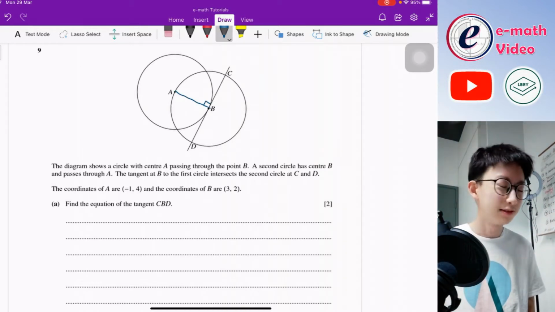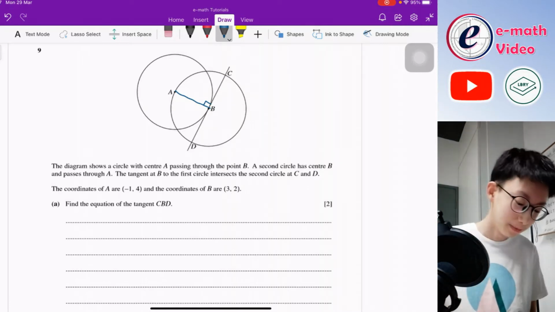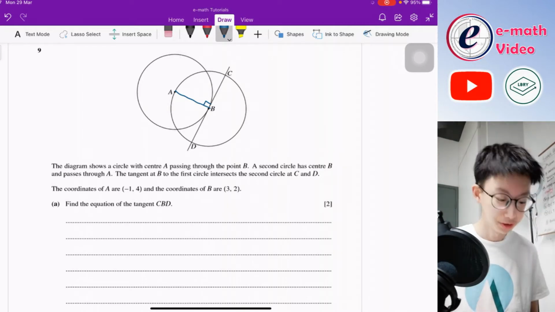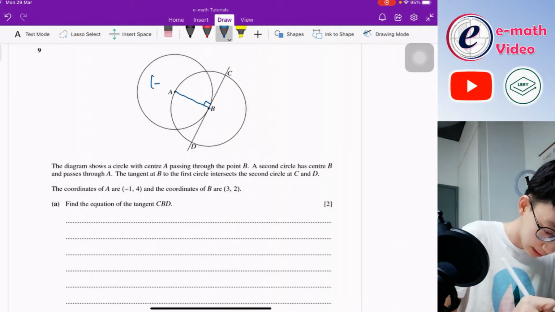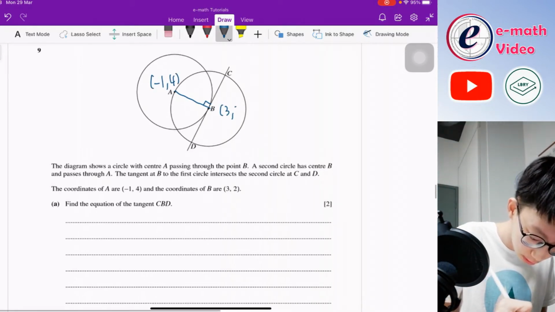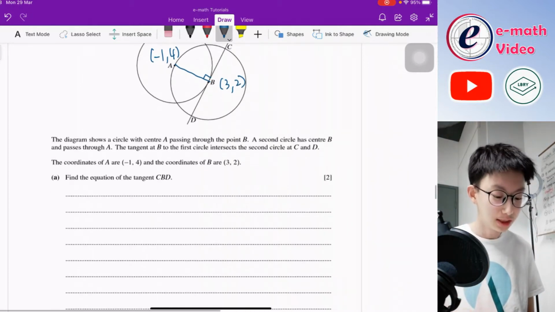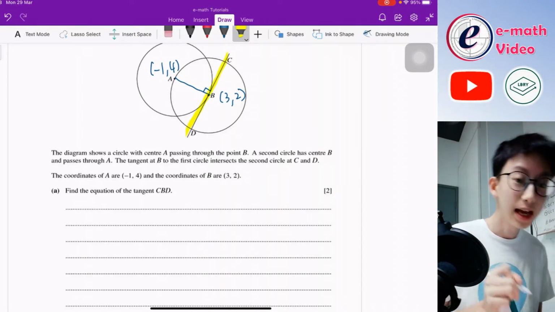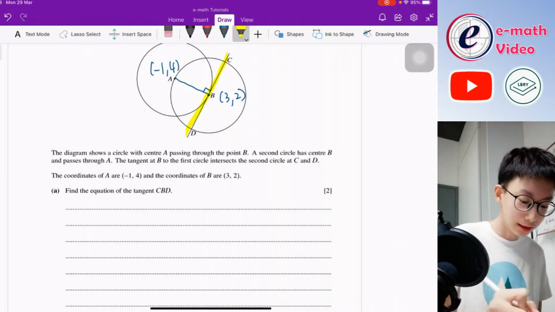90 degrees means what? Immediately m1 times m2 equals -1 should come to your mind, right? And I think we will need it later when we find the equation. The coordinates of A are (-1, 4) and B is (3, 2). Find the equation of tangent CBD, which means this line. See, I told you we need m1 m2 equals -1. So we just go ahead and find it.